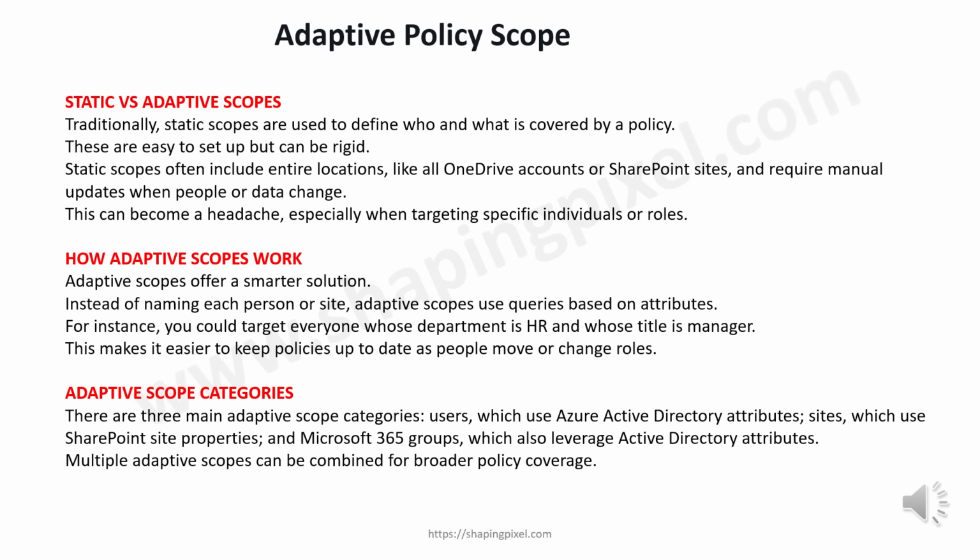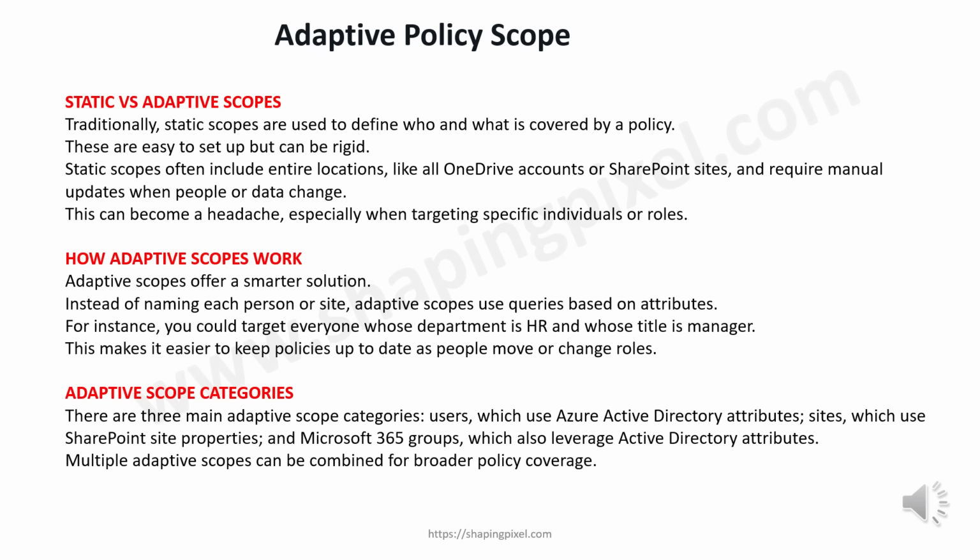Adaptive scopes offer a smarter solution. Instead of naming each person or site, adaptive scopes use queries based on attributes. For instance, you could target everyone whose department is HR and whose title is manager. This makes it easier to keep policies up to date as people move or change roles.